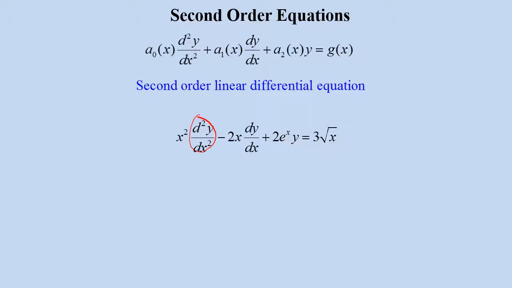Second derivative, first derivative, function, all their coefficients are functions of x. Here's another one. Can you recognize the coefficient of y double prime is 1? That's technically a function of x. Coefficient of y prime is a 4. Coefficient of y is a 4. Those technically are functions of x.